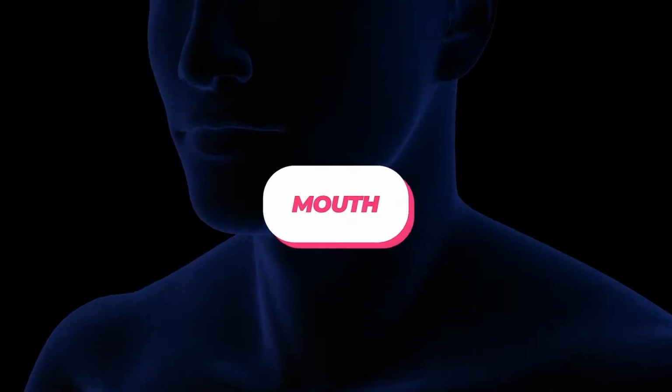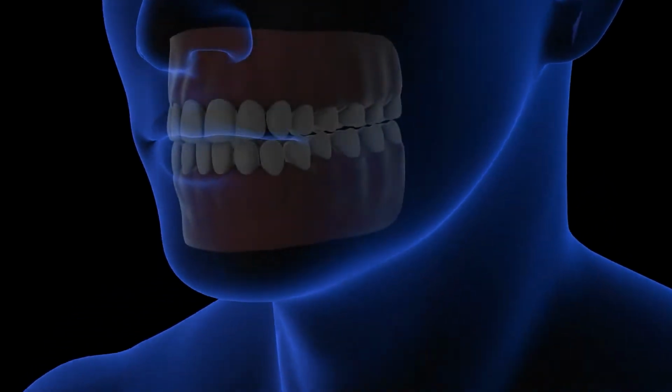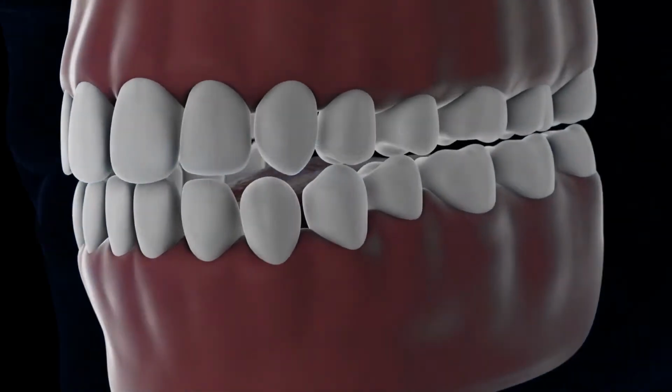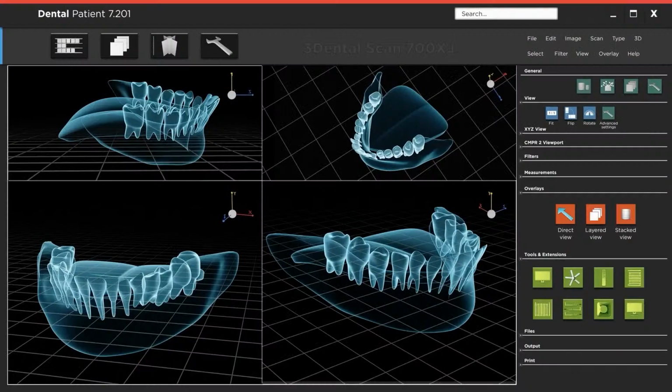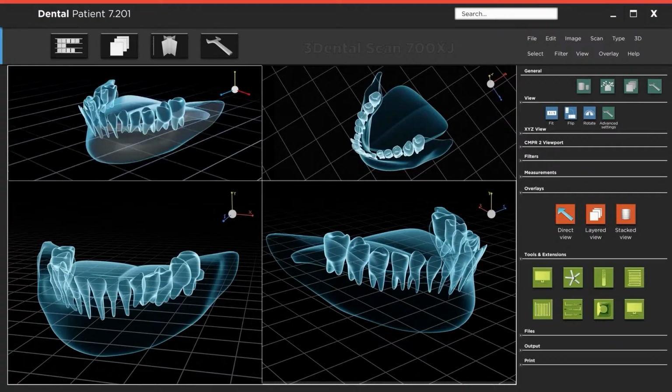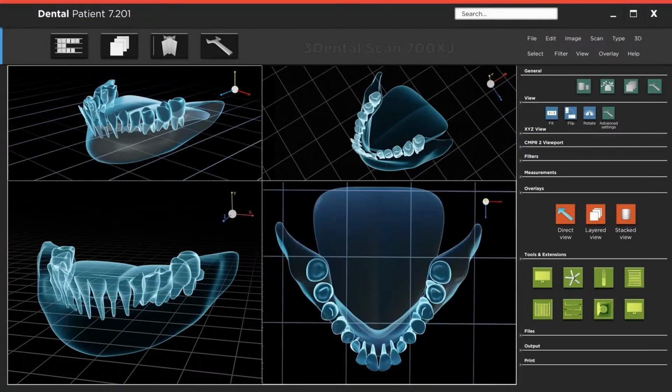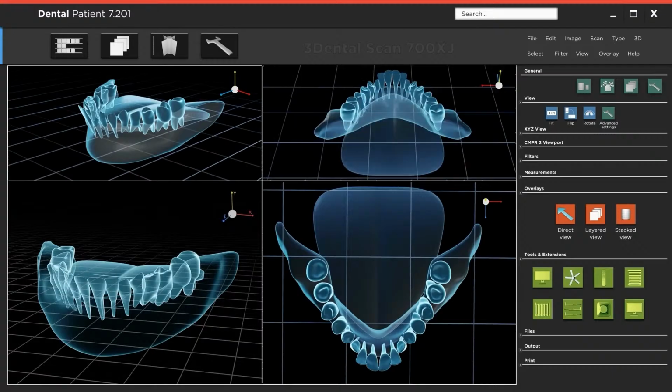Mouth. The mouth plays a vital role in the digestive system as it is the first point of contact between the body and food. The process of digestion begins in the mouth with the mechanical breakdown of food through the process of chewing. Food is mixed with saliva, which contains the enzyme amylase, responsible for breaking down carbohydrates. The tongue helps to mix the food with saliva and also helps in moving the food to the back of the mouth for swallowing.